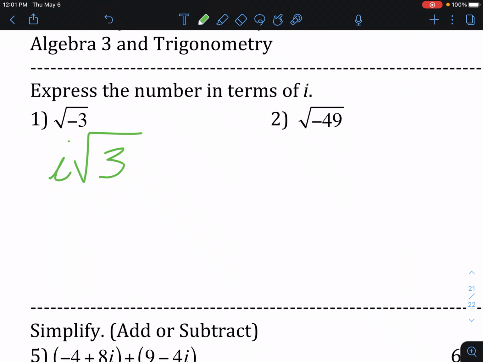All right, so number 2, we have a negative inside, so we pull out an i. And then the square root of 49 we know is 7, so it's i times 7, and write it as 7i.